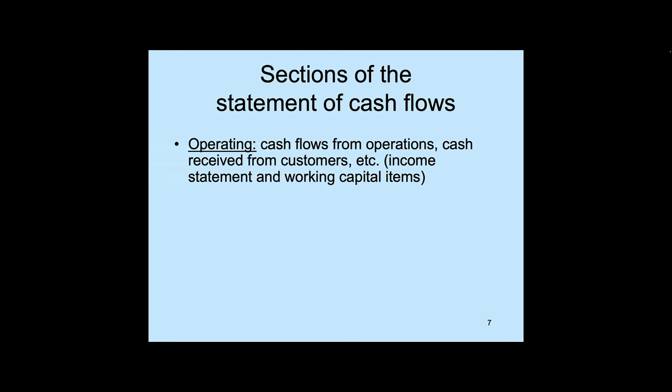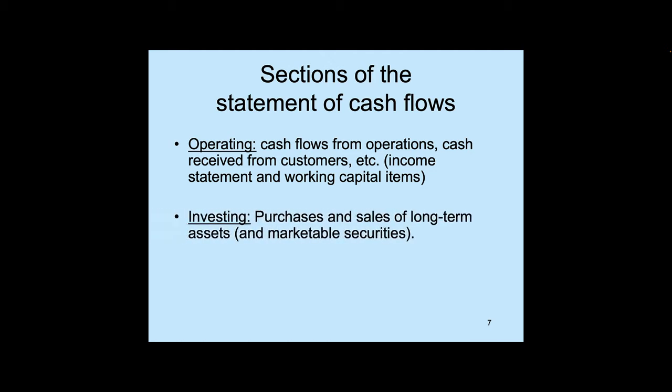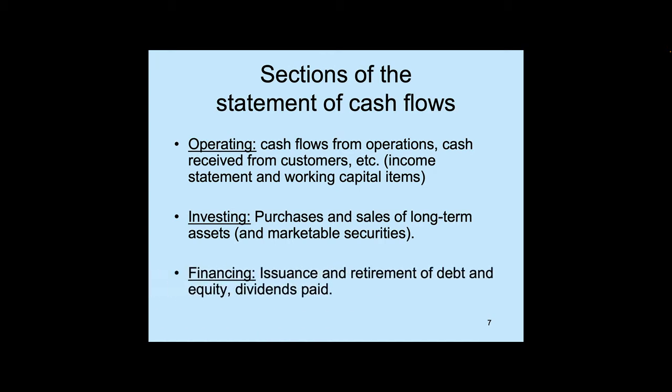The sections of the statement of cash flows: operating activities, these are cash from operations, cash received from customers minus cash paid to pay for suppliers, to pay employees, those kinds of things. Investing activities, these are purchases and sales of long-term assets and marketable securities, and we include marketable securities even though they're a current asset. And financing activities, the issuance and retirement of debt and stockholders' equity. This includes dividends paid, treasury stock purchases, and sales financing activities.